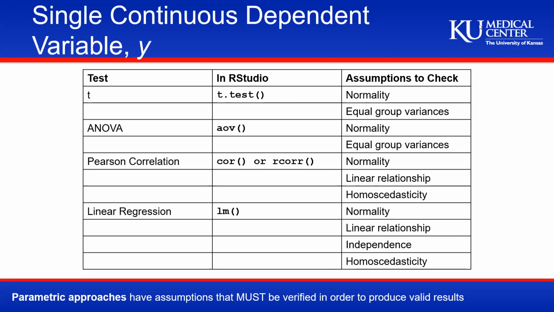The biggest thing to take home from this page, though, are the assumptions that you have to check. Notice these are the things that are required in order for the t-test to produce a t-test statistic and a valid p-value. Same thing for ANOVA, for correlation, and for linear regression. So let's go over what we mean by normality, equal variances, linear relationship, and this big word, homoscedasticity.